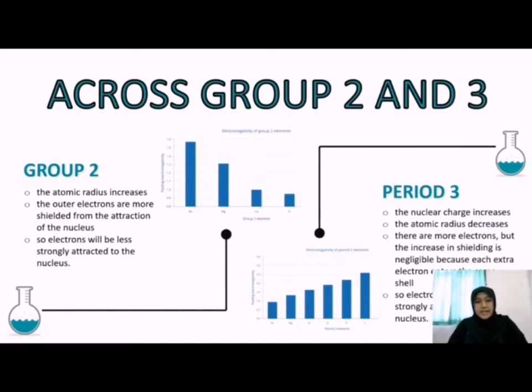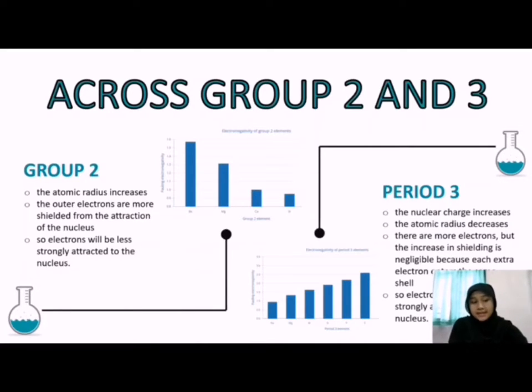In group 2, as the atomic radius increases, the outer electrons are more shielded from the attraction of the nucleus. This is so the electrons will be less strongly attracted to the nucleus. We can see the difference between both of these graphs, which is that one of the graphs decreases while the other increases. In period 3, we can see the graph that shows the electronegativity varies upwards.